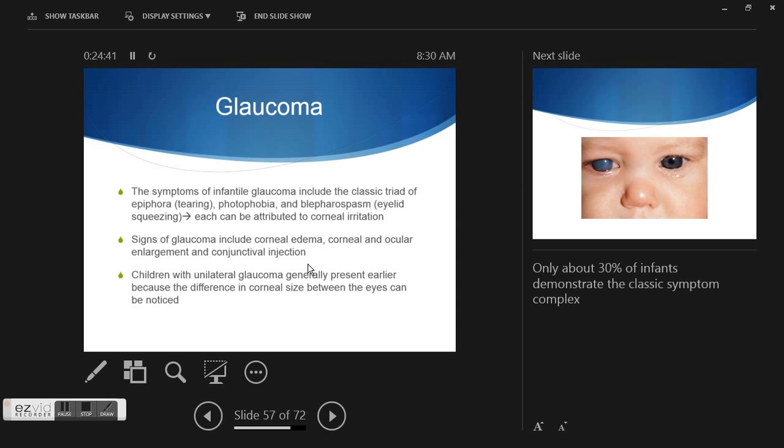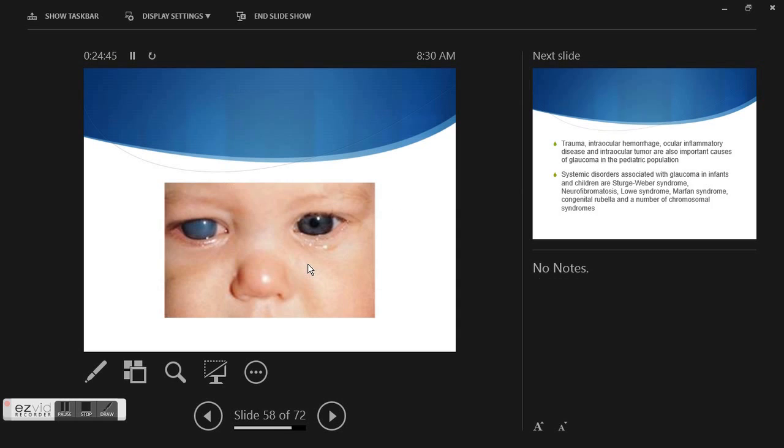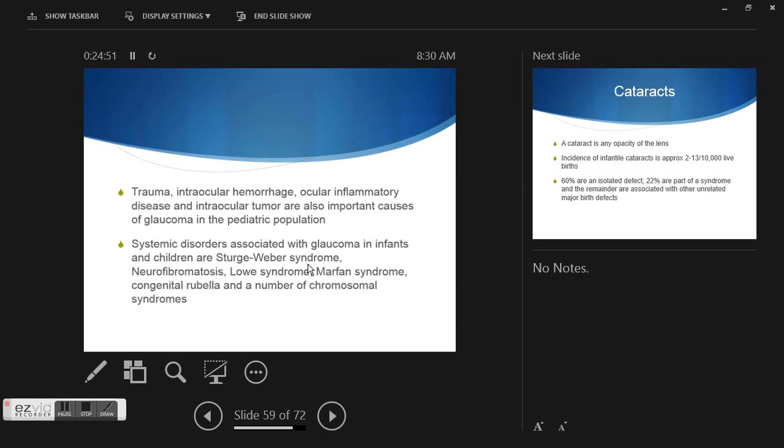Children with unilateral glaucoma generally present earlier because of the difference in the corneal size between the eyes, and that's much more noticeable. So here's a child with congenital glaucoma. All right.